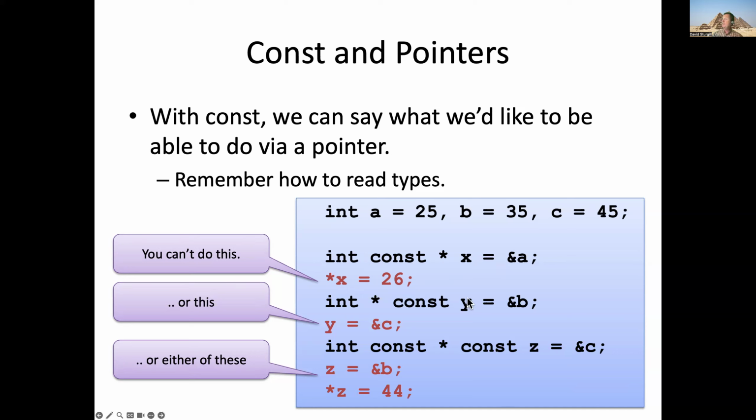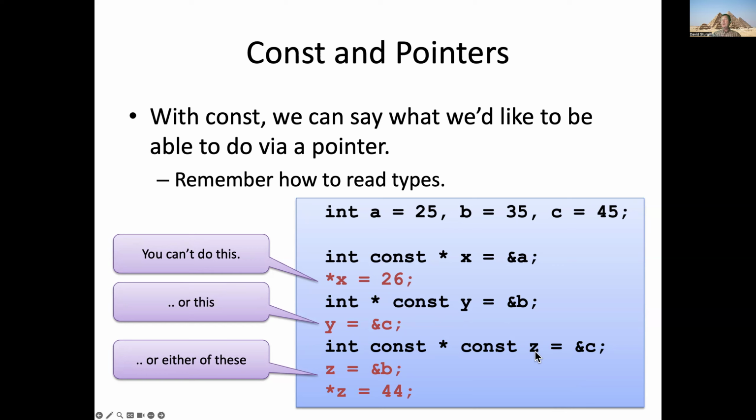Down here, I move the const, and it means something else. If you read it, y is a const pointer to an int. I didn't say anything about the int being const, so I can use y to change what's in B. But once I've made y, I can't move it to point somewhere else. So I can't do this. I can't say, well, now give y the address of C, because I said I want it to be a const pointer to an int. I can't make it point somewhere else.